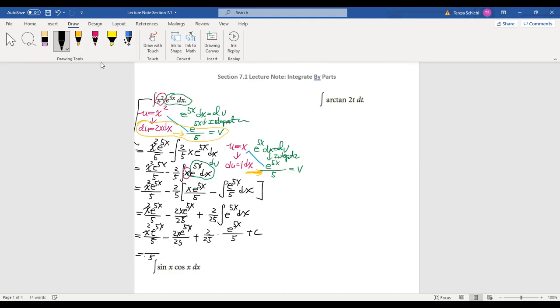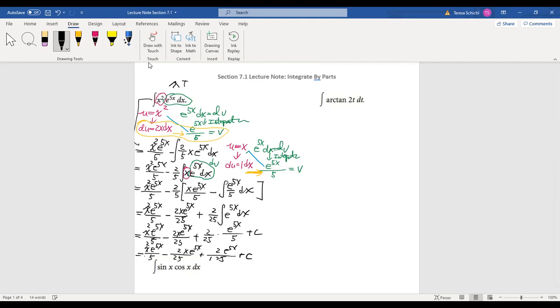So this is (1/5) x squared e to the 5x minus 2 over 25 x e to the 5x plus 2 over 125 e to the 5x plus c. So this problem becomes tedious because here we've got x squared. So that's why it turns out that we need to use integration by parts twice.